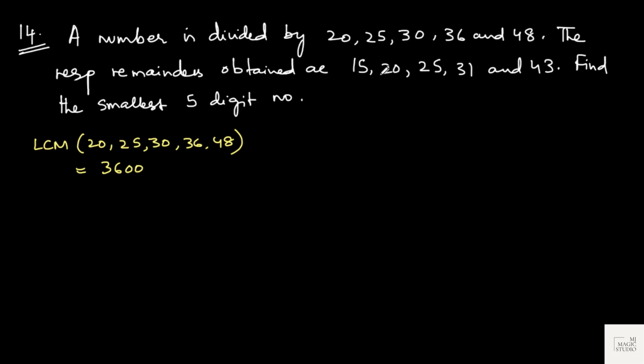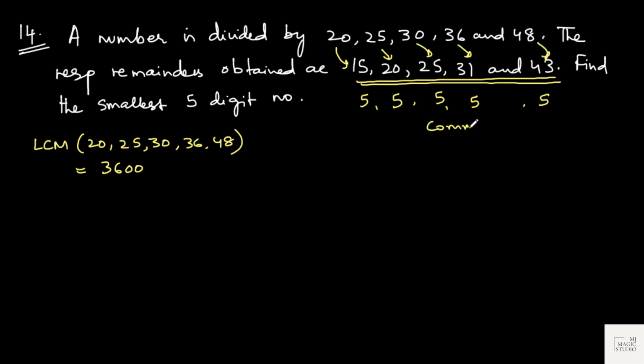And the respective remainders obtained are 15, 20, 25. We can see that all remainders are different. So we'll go for the concept of residue. 20 minus 15 is 5. 25 minus 20 is 5. 30 minus 25 is 5. 36 minus 31 is 5. 48 minus 43 is also 5. We can see that we have got common residue.